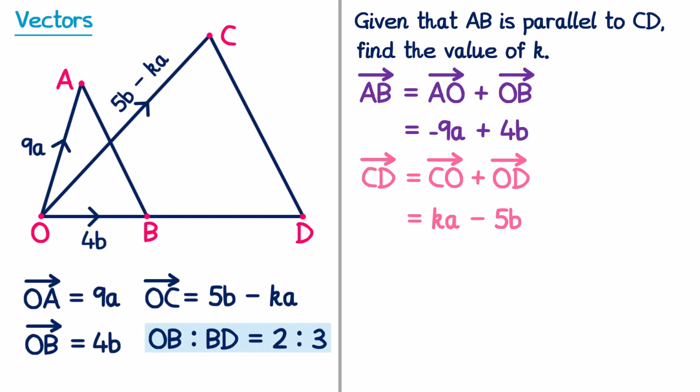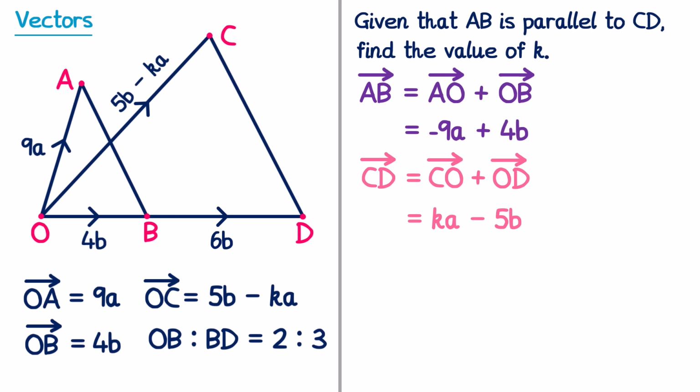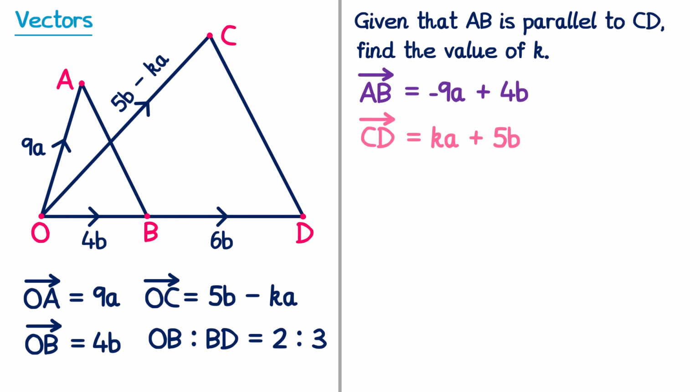But conveniently in this question, we've been given those in a ratio, it's 2 to 3. So if we write out OB to BD in the ratio 2 to 3, and underneath the OB we put the vector we know, which is 4b, then we can see that this here has been multiplied by 2b. 2 times 2b is 4b, so we do 3 times 2b, which is 6b. So the vector from B to D must be 6b. So now we want the vector from O all the way to D, we can add those two together, which is a total of 10b. So it's plus 10b. There's some simplifying we can do here since we have two vectors with b's. Negative 5b plus 10b is positive 5b. So we've now written down the vectors for AB and CD.